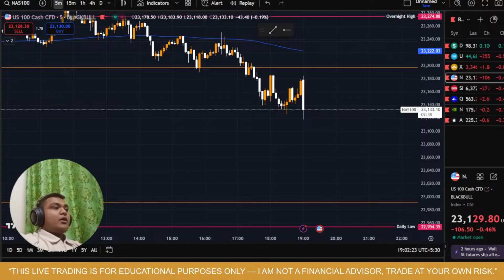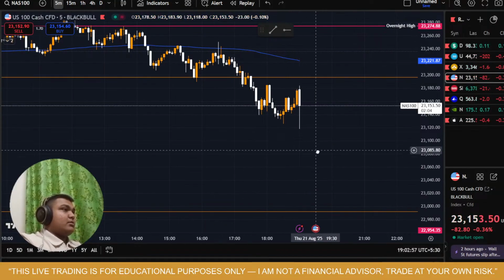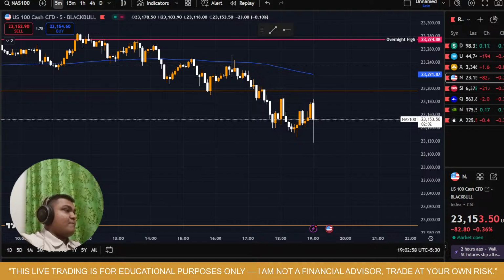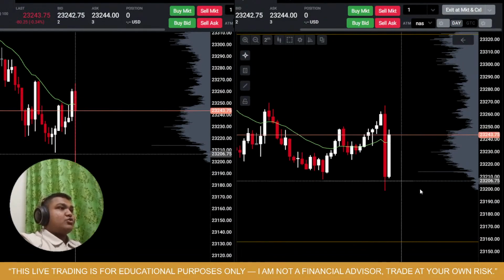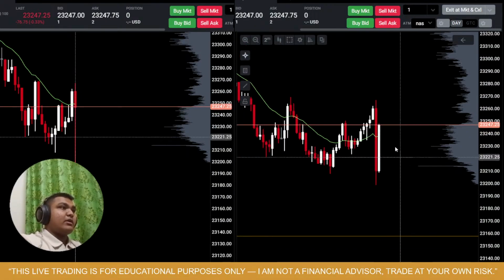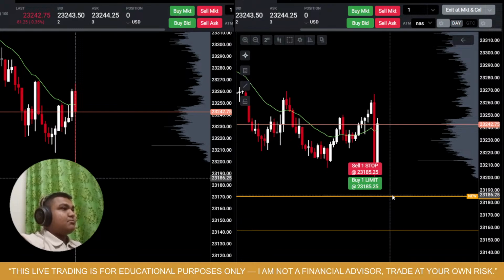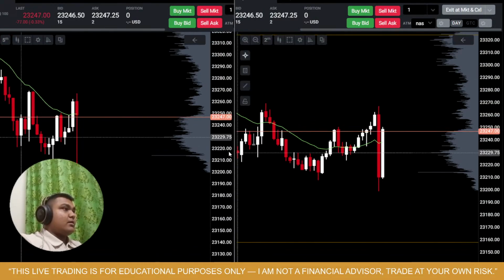What I mean by 2 minute range is this 2 minute candle. You can see this 2 minute candle. If it holds and breaks above, it may be the buys, or if it breaks down, then sells. Let's see.